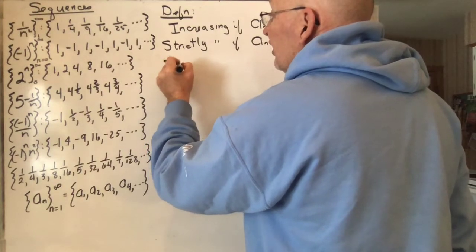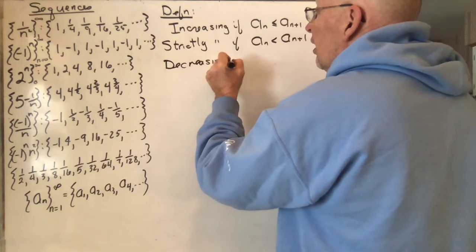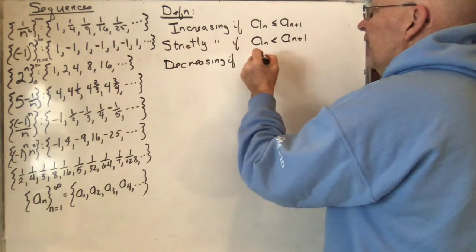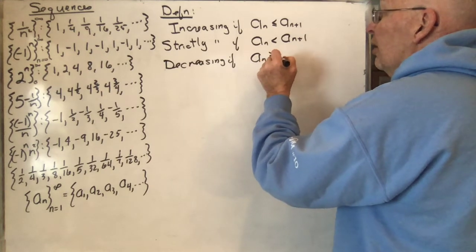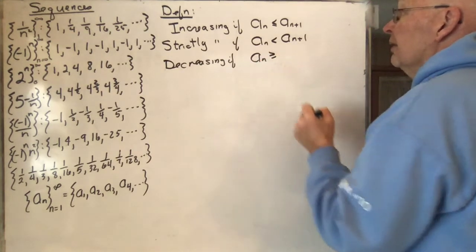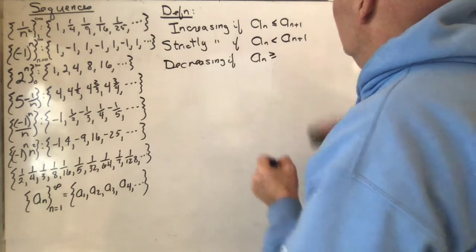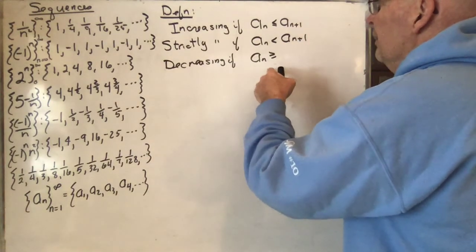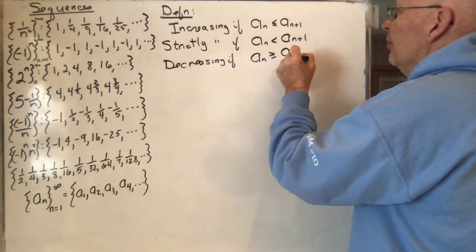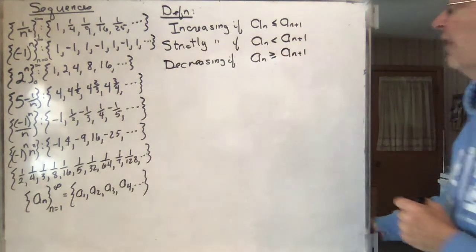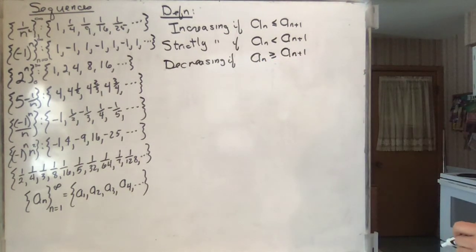A function is decreasing if a sub n is greater than or equal to a sub n plus 1. So in other words, this one is less than or equal to this one.